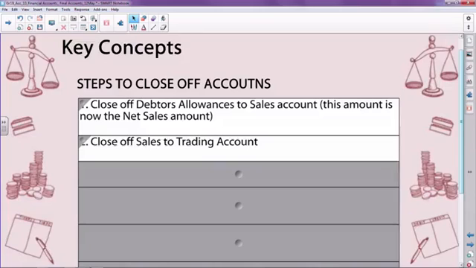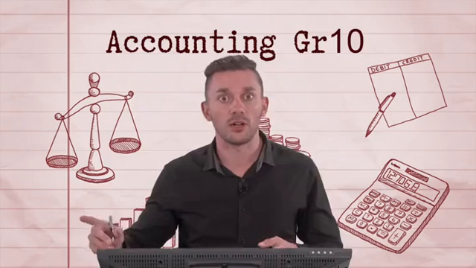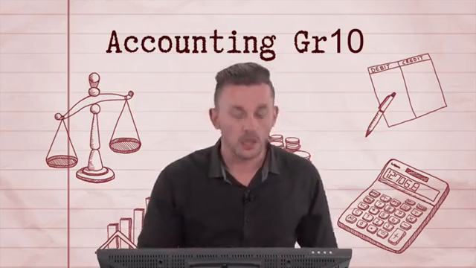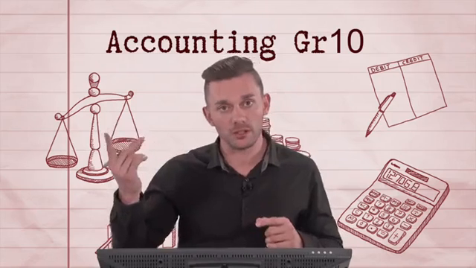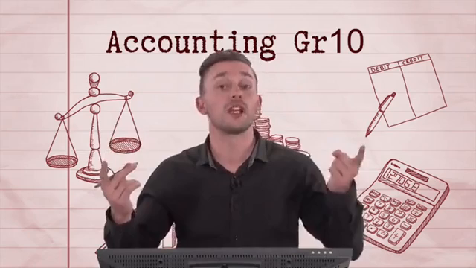Step number 2, sales, your very top nominal account, the biggest amount hopefully, that needs to close off to your trading account. Now remember, sales will be on the credit side. You take it to the debit, take it to trading account on the credit. I'll show you now. Then close off number 3, your cost of sales to the trading account. Now you have 2 things in the trading account. You have your sales on the credit side and you have your cost of sales on the debit side.